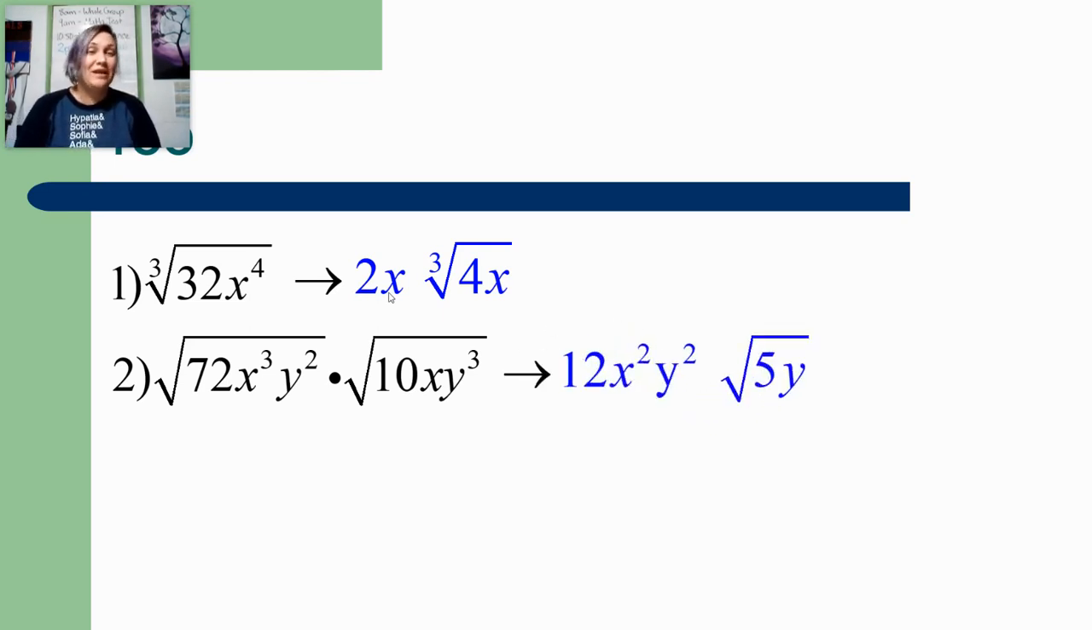And here is my answer for the second one. So I got 12x squared y squared, then I left some space, and then I have the square root of 5y. This concludes our first video for today.